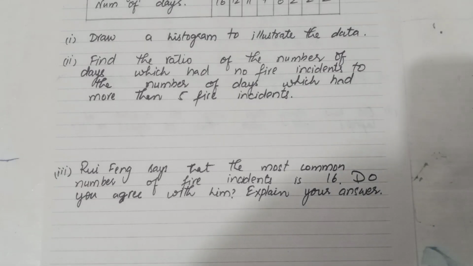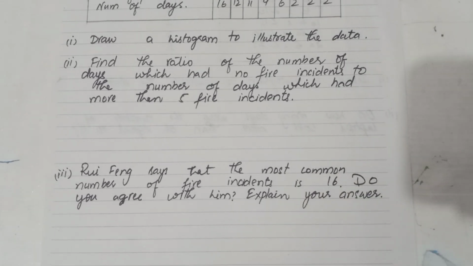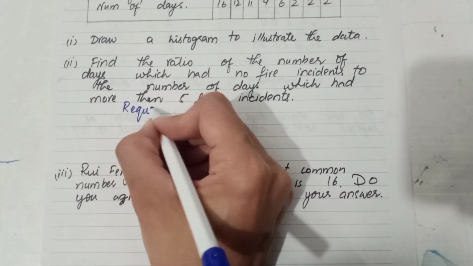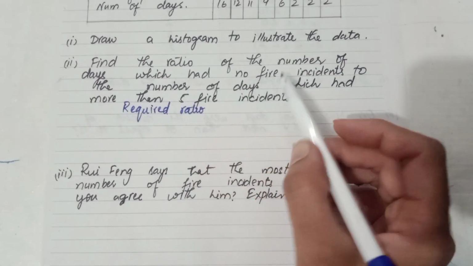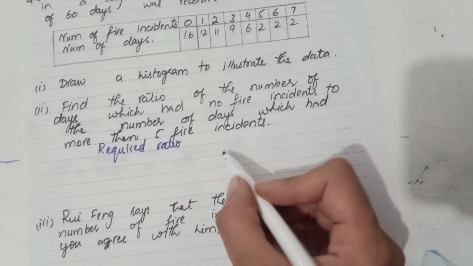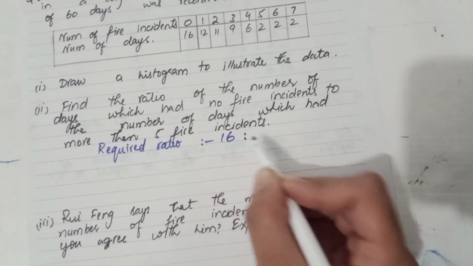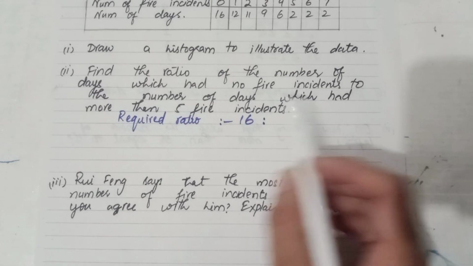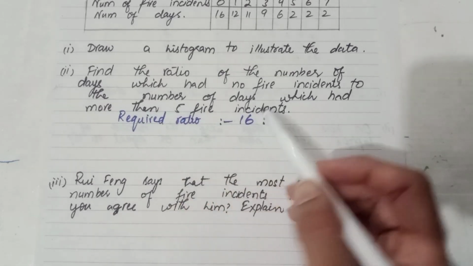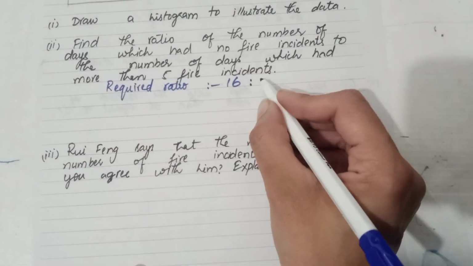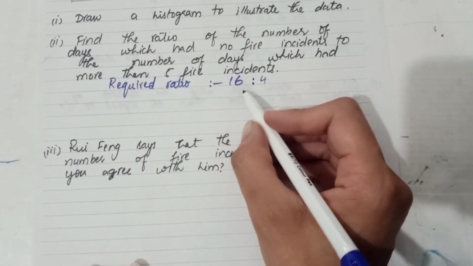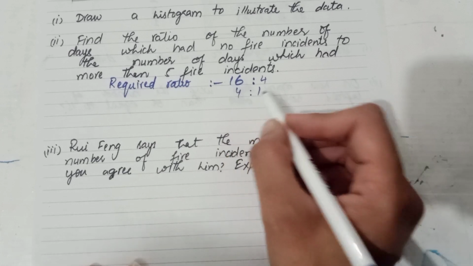Question number 2, find the ratio of the number of days which had no fire incident to the number of days which had more than 5 fire incidents. We have to find the ratio. And our required ratio is: the number of days which had no fire incident, 0, these are 16. Required ratio is 16 to, the days which had more than 5 fire incidents, 2 and 2, it is 4. That is the required ratio, 16 ratio 4, and when we cancel it we get 4 ratio 1.